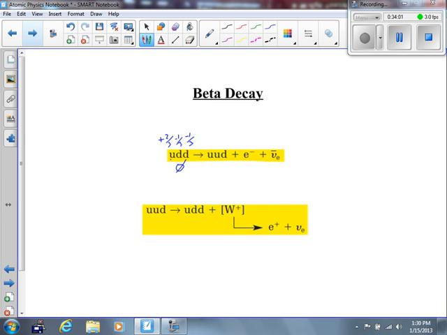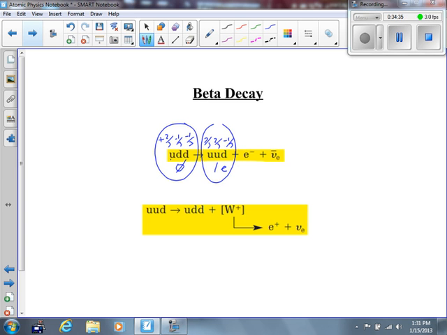Let's see what we have over on the right-hand side. Up, up, down. That's 2/3, 2/3, and negative 1/3. What's 2/3 plus 2/3 plus negative 1/3? 3/3, or 1. 1 times the elementary charge. What do we got right there? It's a proton, right? And what's this thing right here? Well, that's an electron. That's not made up of quarks, is it? Because the electron is a lepton. It's as fundamental as it gets.